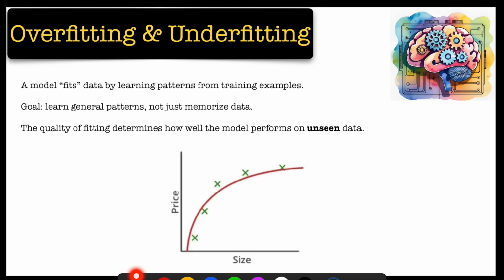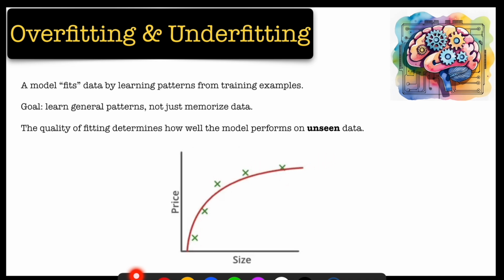A model fits data by learning patterns from training examples. Our goal here is to learn general patterns, not just to memorize the training data. Let's say we have simple two-dimensional data here. We have size and price in these two dimensions, and these are the data points. Our target is to find the general trend in the data. So this is the general pattern these data points follow. We don't need to go through each and every data point.